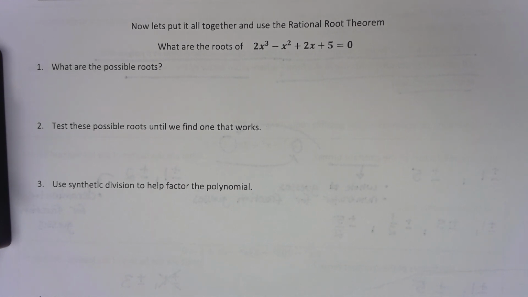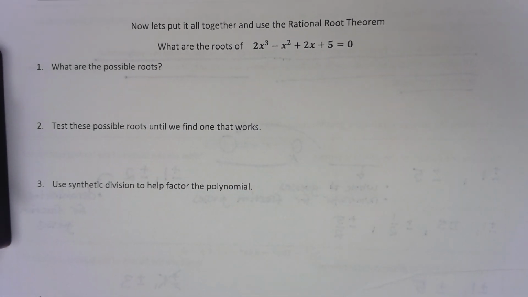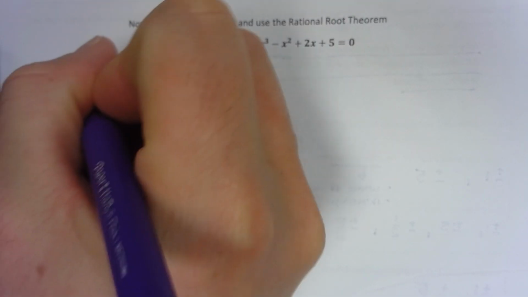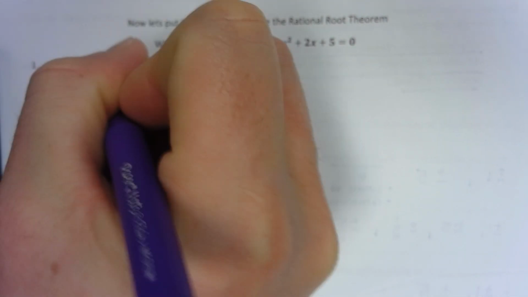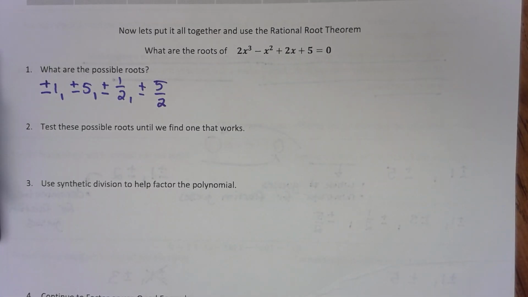And to figure out those solutions, we first need that same guest list that we generated previously. Okay, so this is the same equation that we had that I went through all together with you, where our guest list was plus or minus 1, plus or minus 5, plus or minus 1 half, and plus or minus 5 halves. So we're hoping that one of these solutions works.